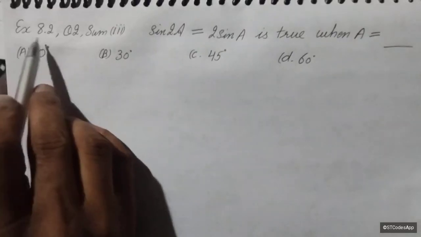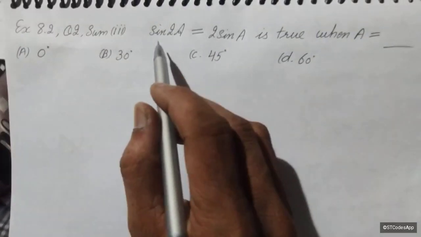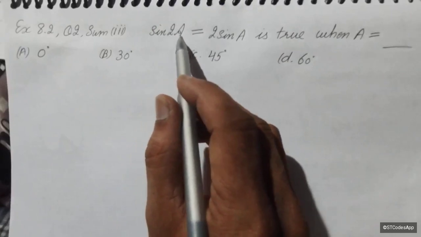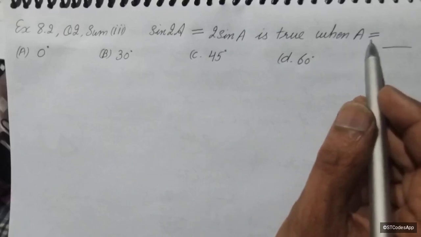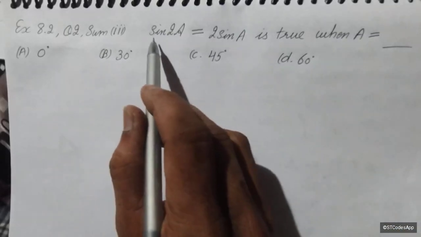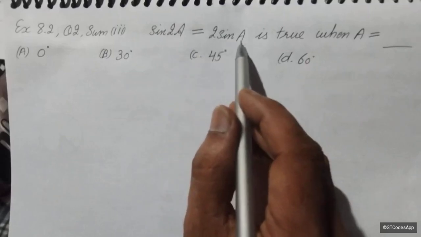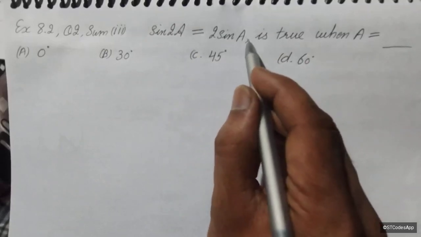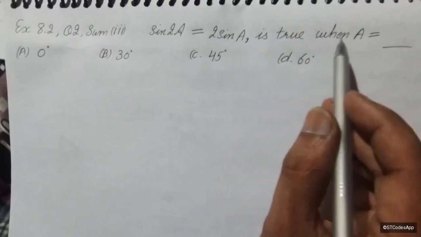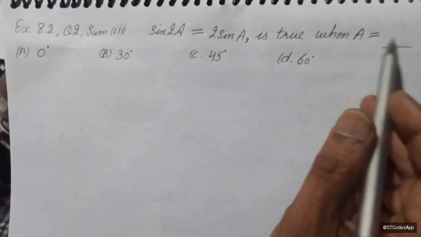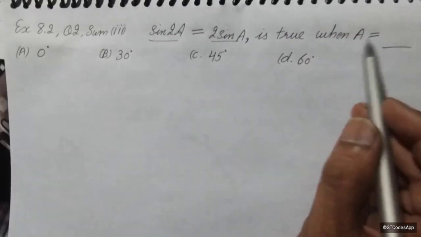10th class exercise 8.2 question 2, sum number 3. If sine 2a is equal to 2 sine a, this is true when the angle is equal to dash. Sine 2 angle is equal to 2 sine angle, in what condition are both equal? It will be true when a is equal to dash, which means the angle is dash degree. Both sides will be equal when the angle is dash degree.